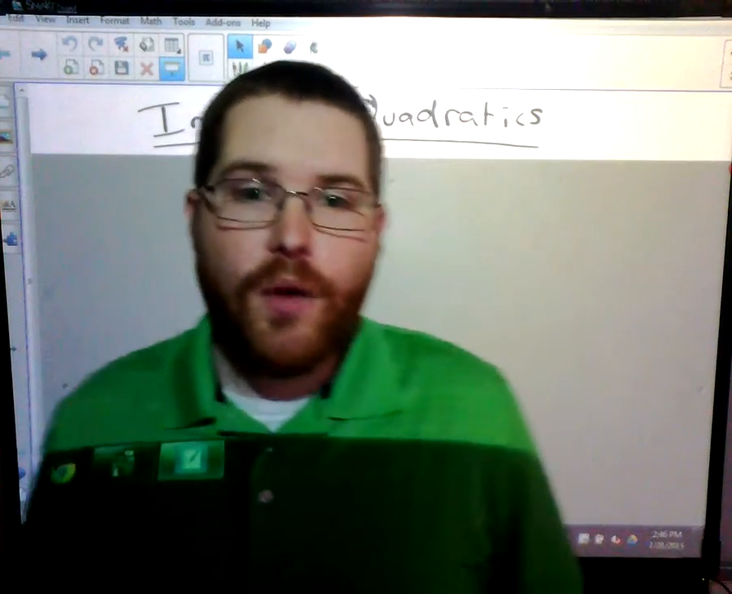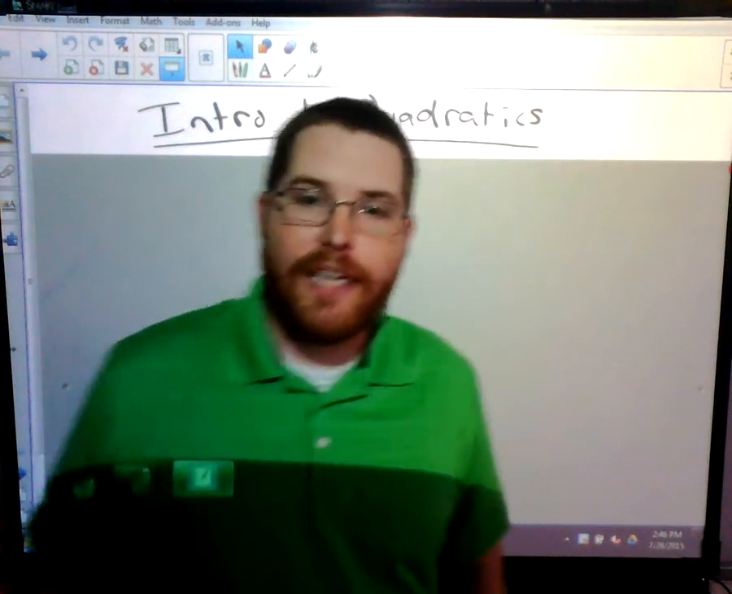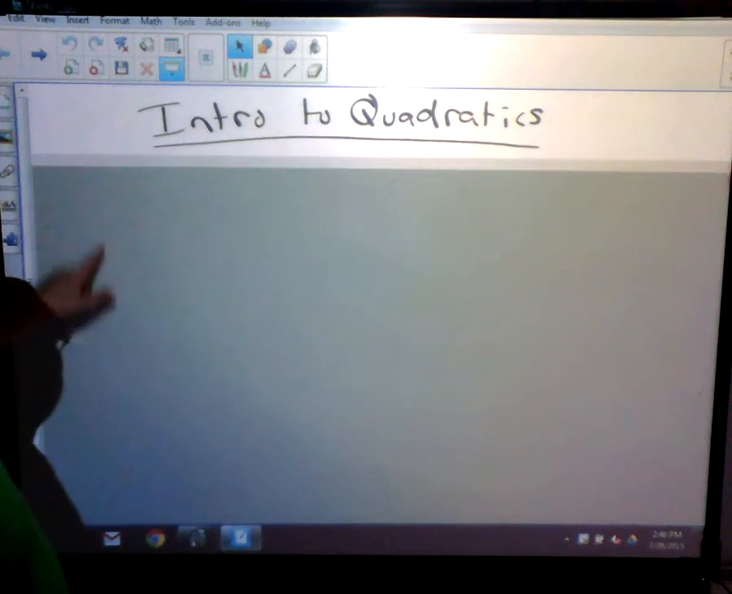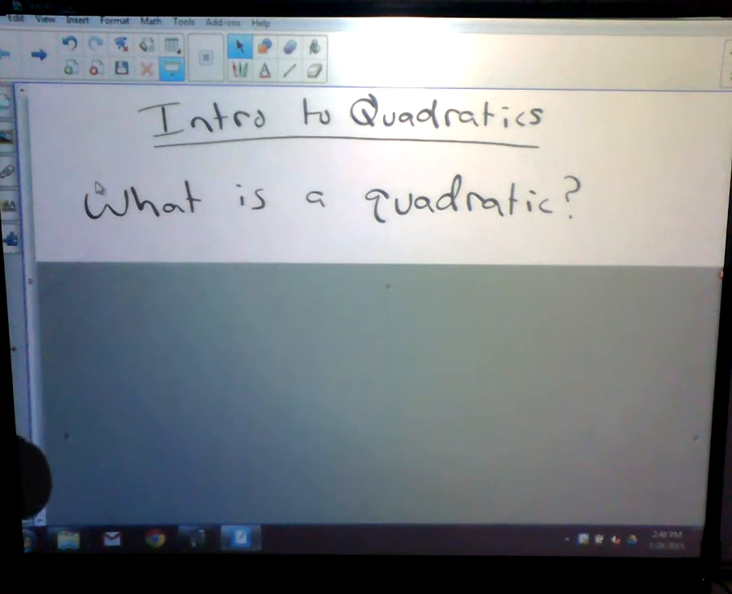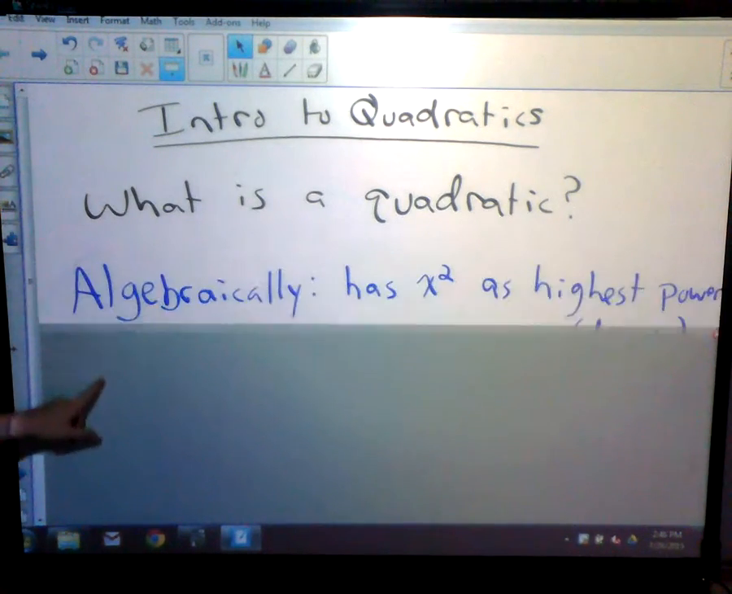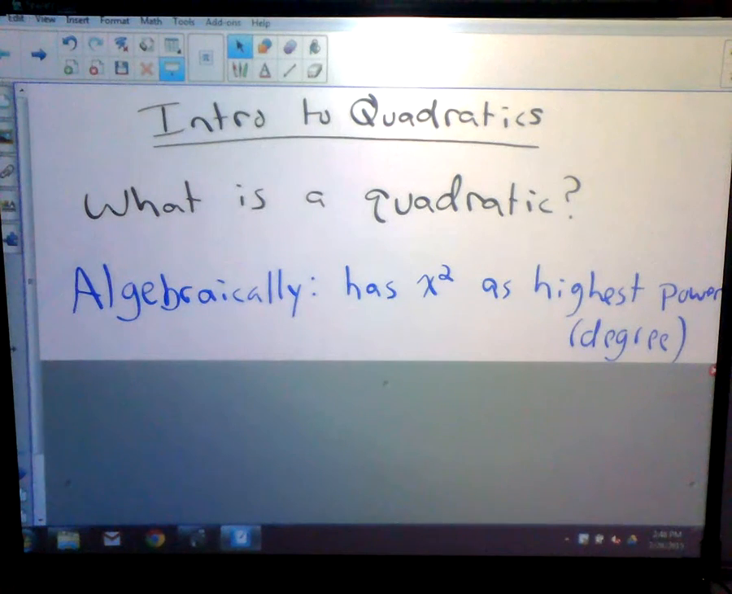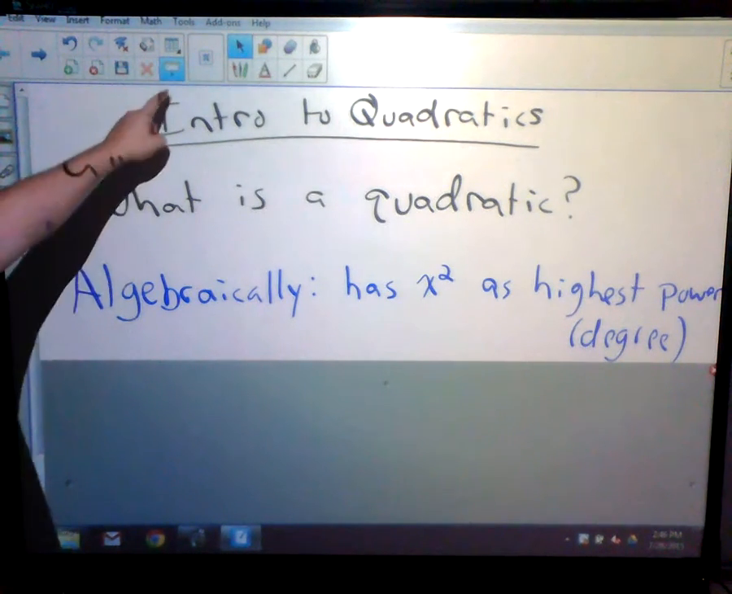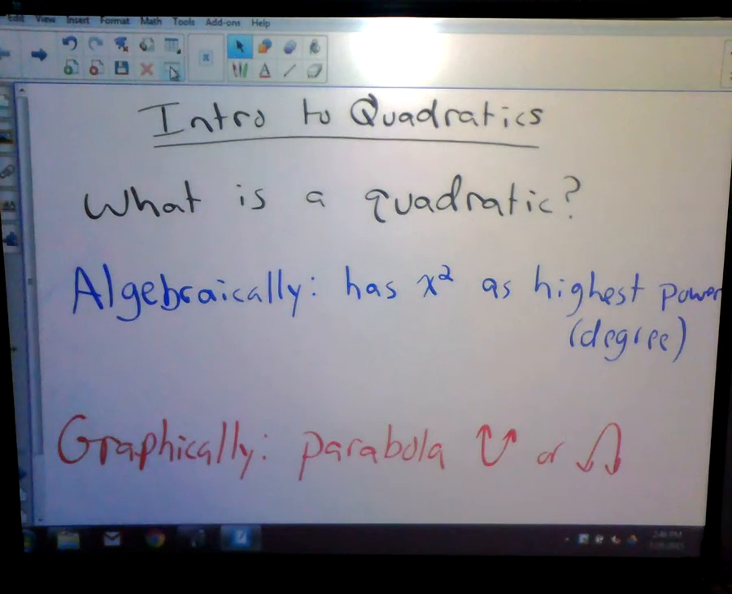Hey everyone, today we're going to talk about quadratics. It's the beginning of the notes for quadratics. Well, what's a quadratic? There's two ways to tell something's quadratic. Algebraically, it has an x squared as its highest power, and we call that highest power a degree. Graphically, it's a parabola. It either is a parabola that opens up, or it's a parabola that opens down.